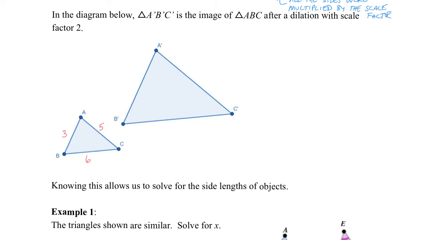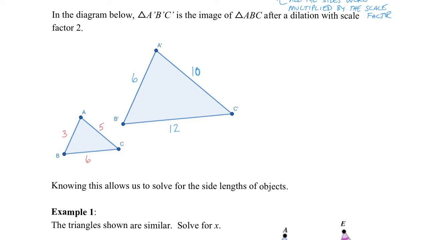So A prime B prime corresponds to AB. We have a scale factor of 2, so that means A prime B prime is 6. A prime C prime corresponds to AC, so that must mean that that's 10, 5 times 2. And B prime C prime corresponds to BC, and so that must be 12 because BC was 6. So all the sides in the image get multiplied by the scale factor from the pre-image. That's what proportionality means.